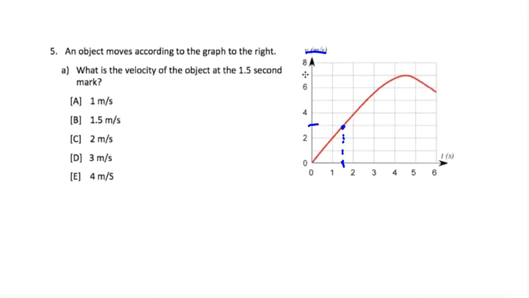So on that axis, on my velocity axis, between 2 and 4, that's 3. So that's your answer. You don't need to find slope. On a velocity graph, the velocity is already shown. So D is your answer on that one.